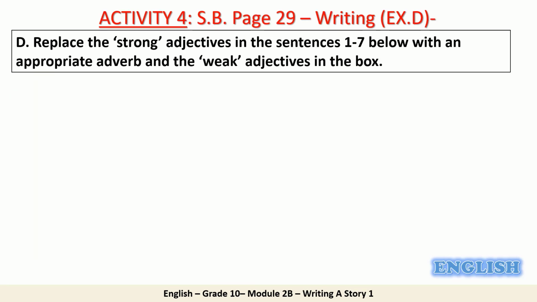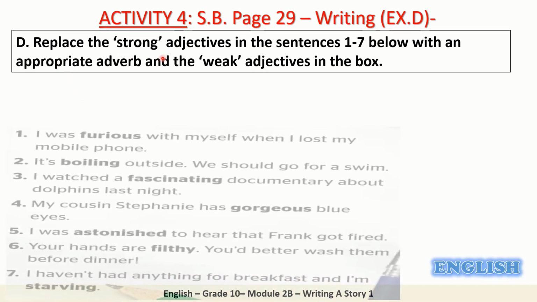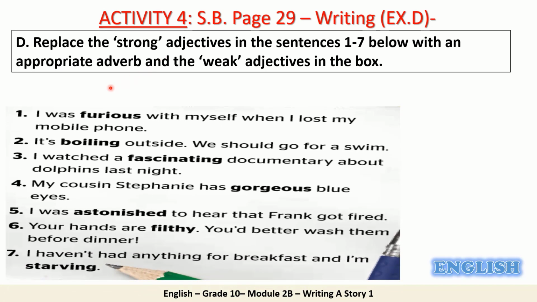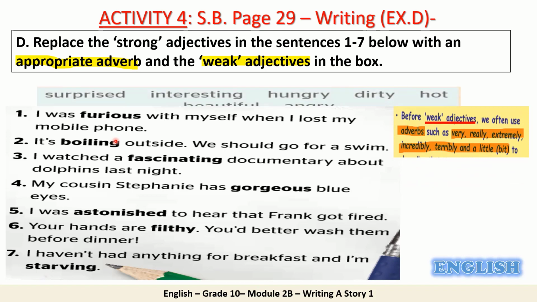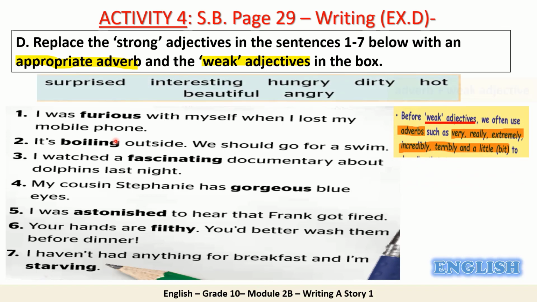Activity 4, Students' Book, page 29, Exercise D. Replace the strong adjectives in the sentences 1 to 7 below with an appropriate adverb and the weak adjectives in the box. So, you are going to use an adverb from these plus a weak adjective from this box in order to replace the bolded strong adjectives. Do it and come back for answers.